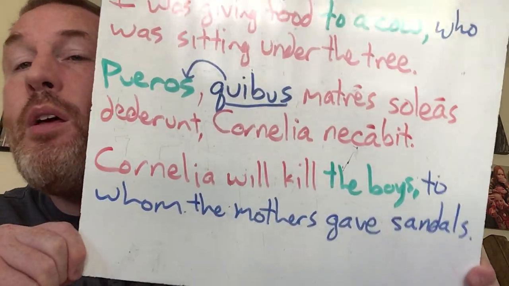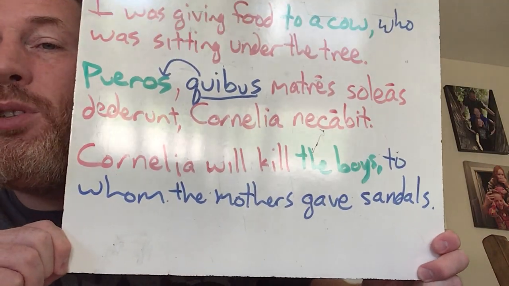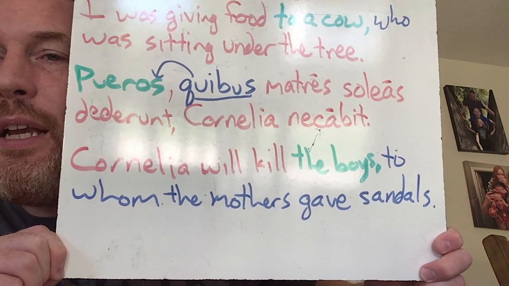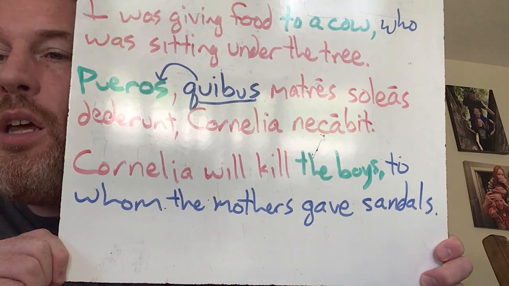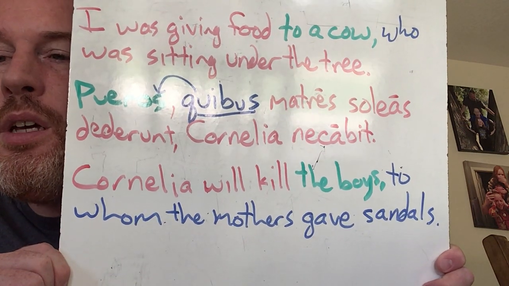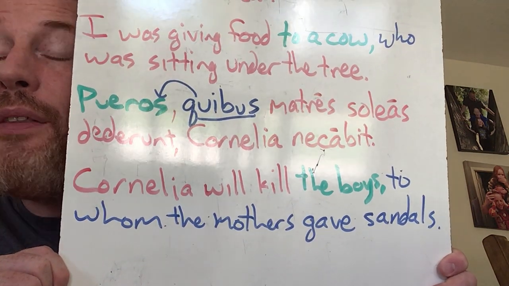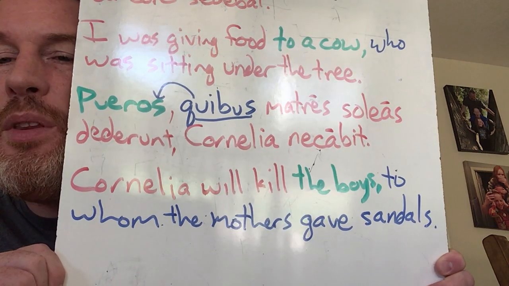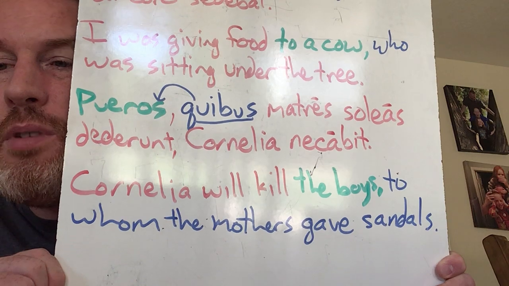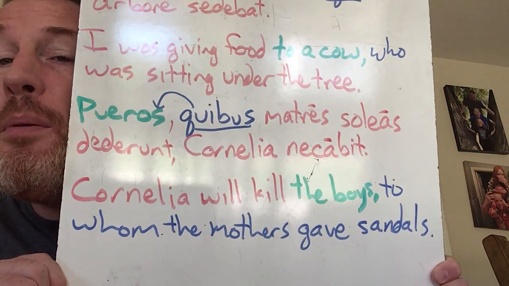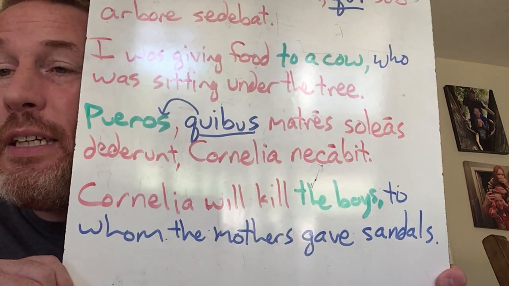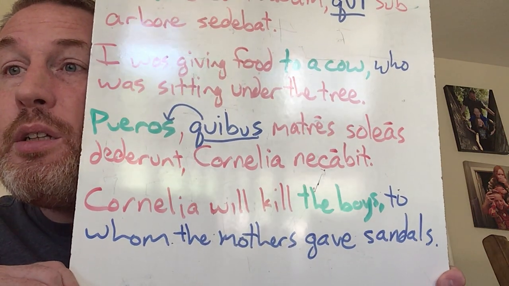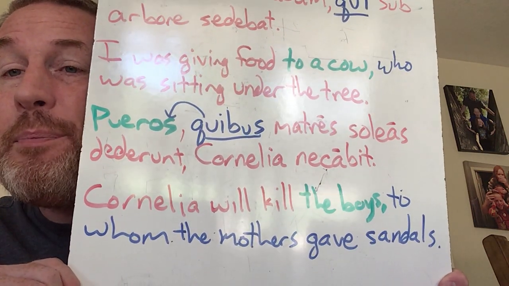Now the next one. Pueros quibus matres soleas dederunt, Cornelia necabit. Cornelia will kill the boys to whom, and the rest of that should have been in red, I forgot to switch it over, to whom the mothers gave sandals, okay? So the boys are a direct object in that sentence, right? Because Cornelia will kill them. She will make them victims, quite literally, okay?